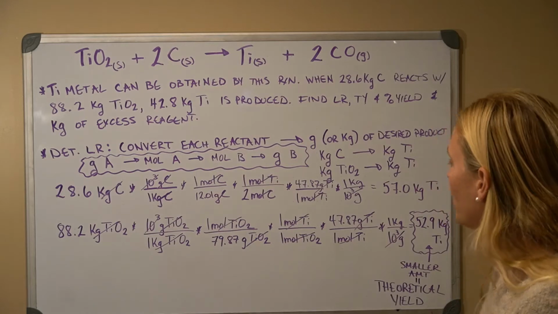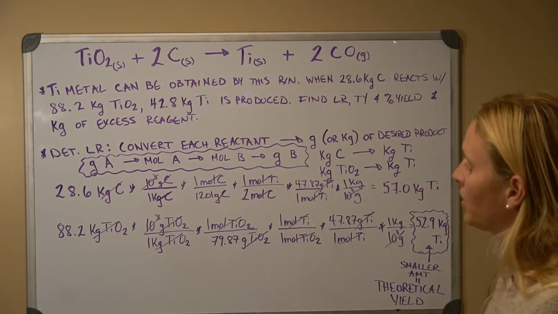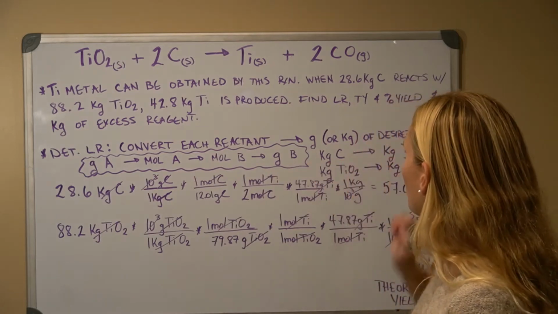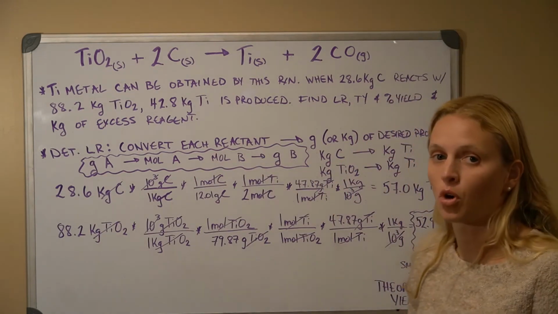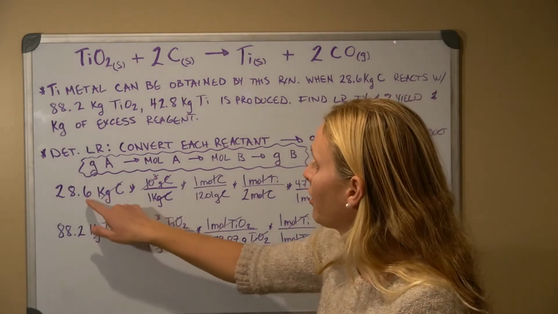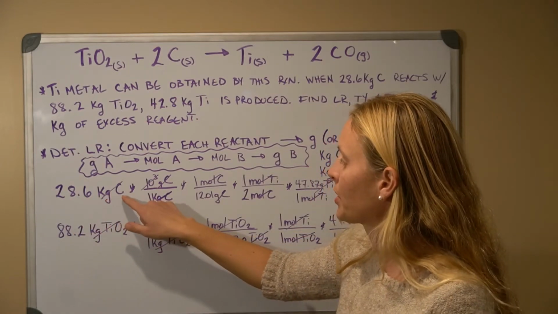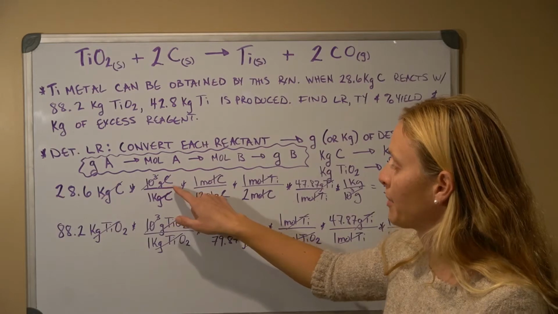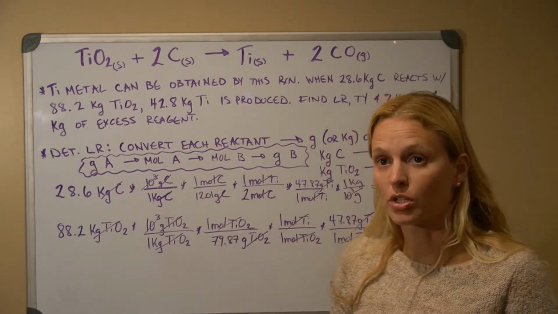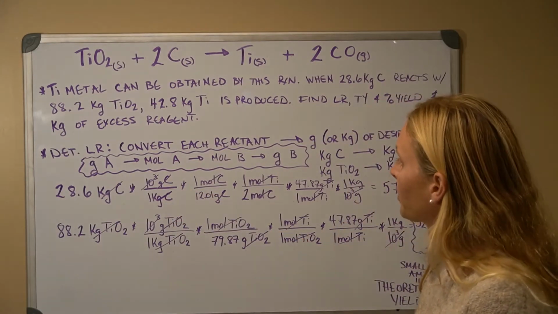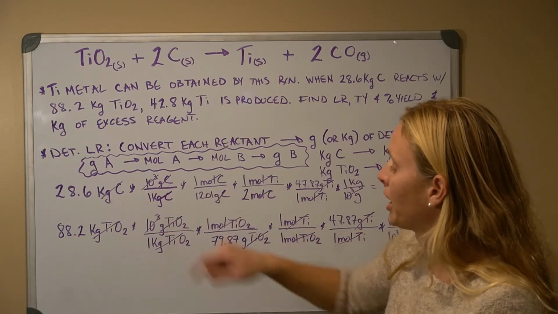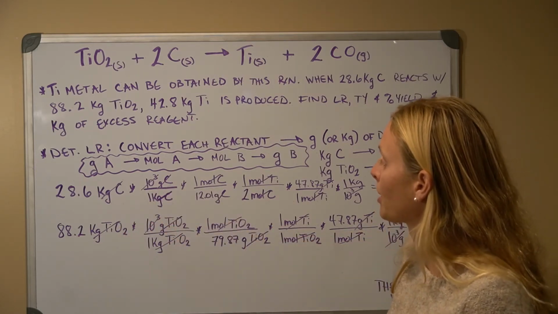So let's check our limiting reactant calculation. Remember, we convert each reactant to desired product. I'm starting with 28.6 kilograms of carbon. Since it's in kilograms, I'm going to go to grams because I need to use the molecular weight, which is in grams per mole. So we do our prefix, 1,000 grams of carbon per 1 kilogram of carbon.